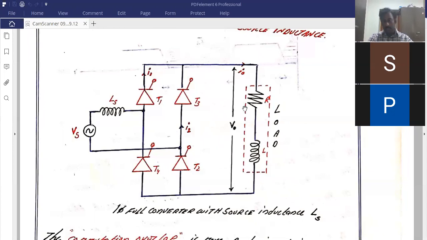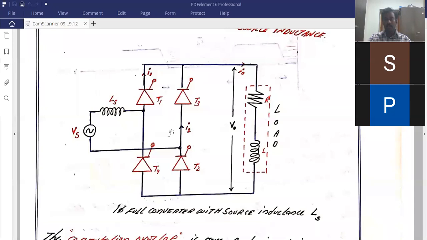If you complete this one, we may close this session by copying the circuit and the waveforms, and later we may have the class at 1 o'clock again as an adjustment. In that case, we may consider the performance parameters of the converters. With this, the second unit may be completed. So please kindly draw this circuit, then copy the waveforms.